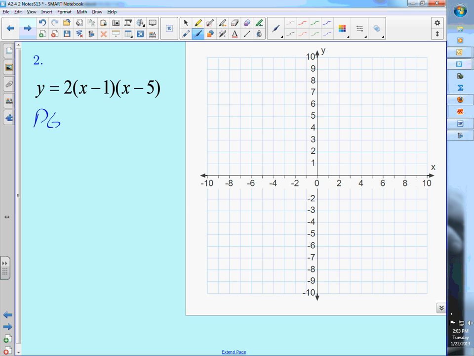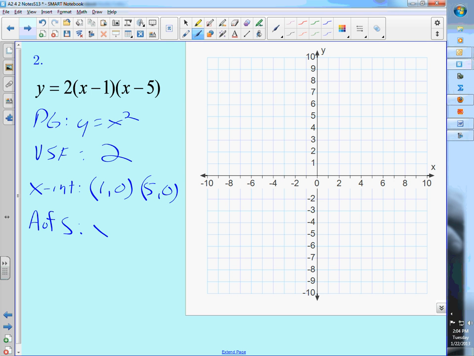So we know our parent graph is still y equals x squared if you were to multiply that out. It's easy to see the vertical stretch again. That just never changes no matter what form we're in. What are we looking at? 2. But now we go to x-intercepts. What are the x-intercepts going to be? (1, 0), (5, 0). That means the axis of symmetry is going to be x equals 3.